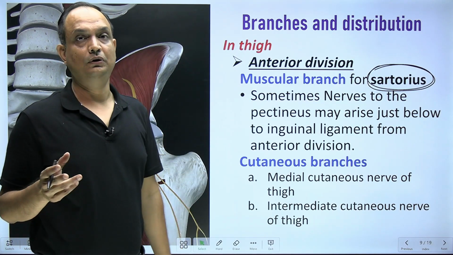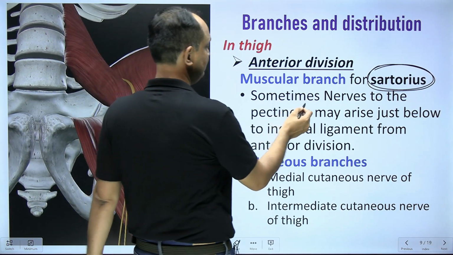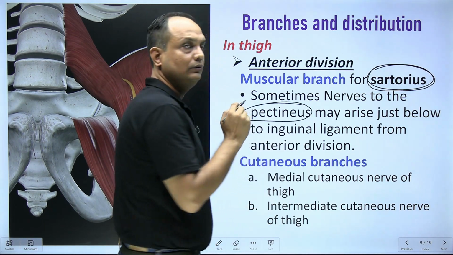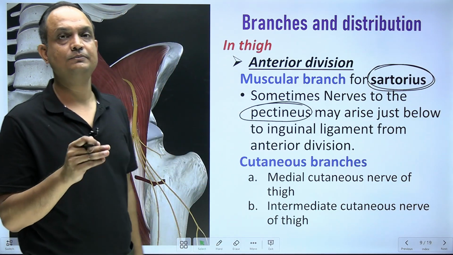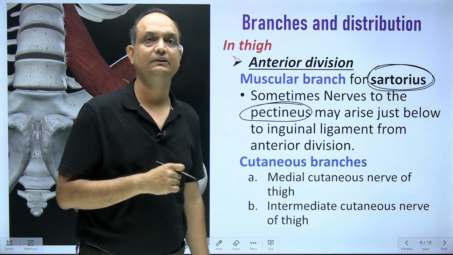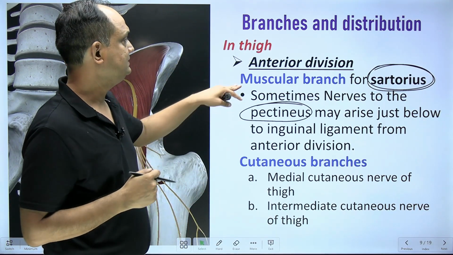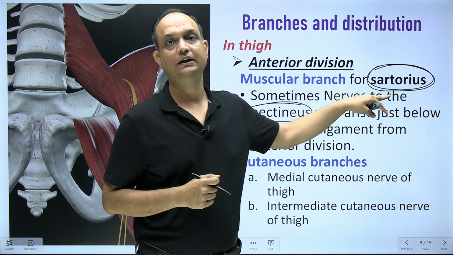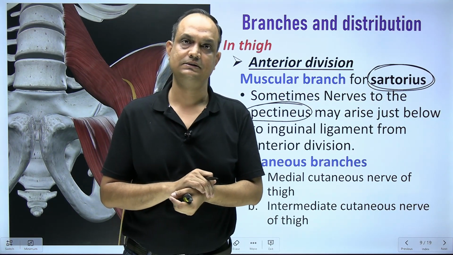Sometimes, as I already told you, the anterior division may supply the pectineus. So the nerve to pectineus may arise in the lower abdomen, or it may arise from the anterior division in the front of the thigh. Otherwise, the most consistent branch from the anterior division is the nerve to sartorius.